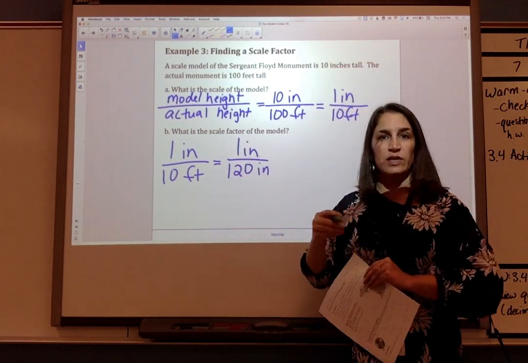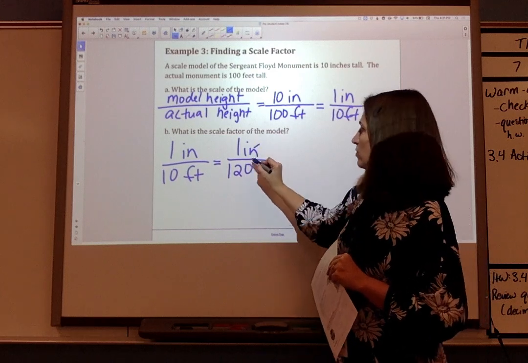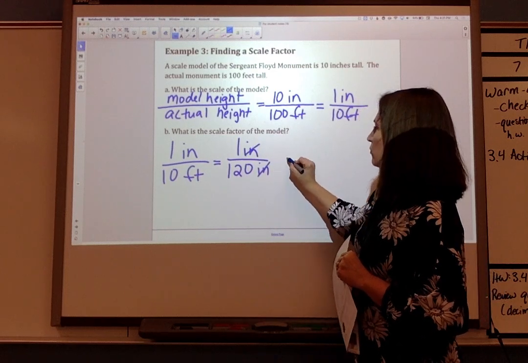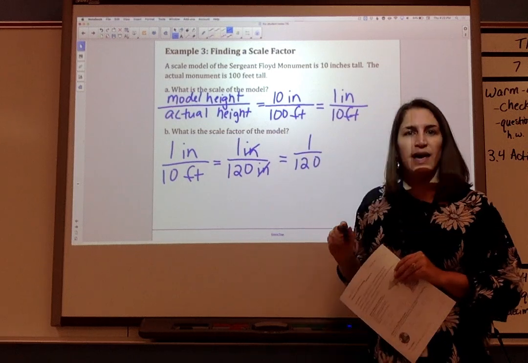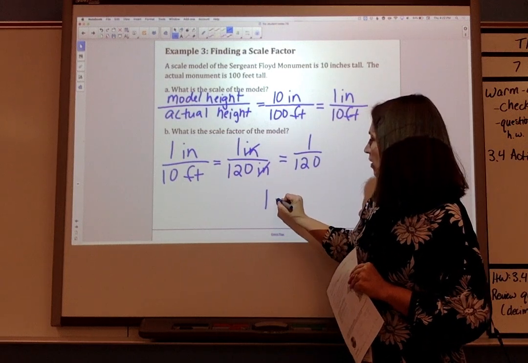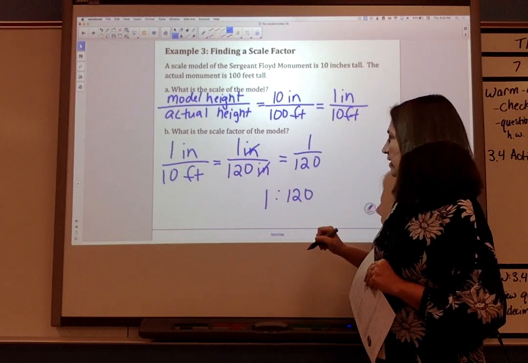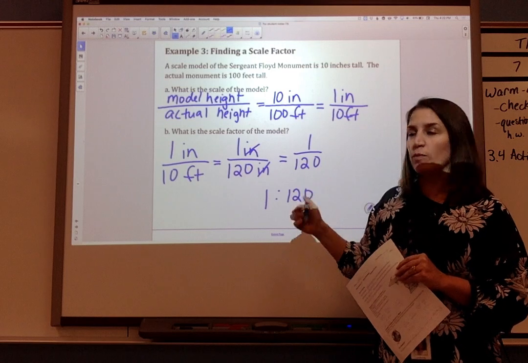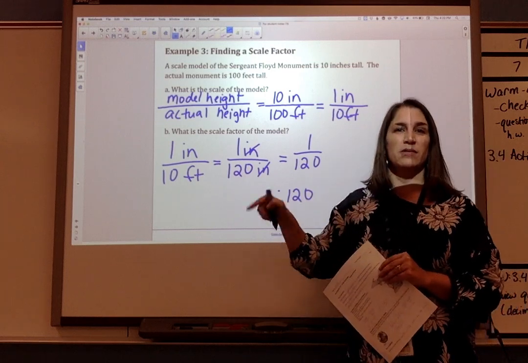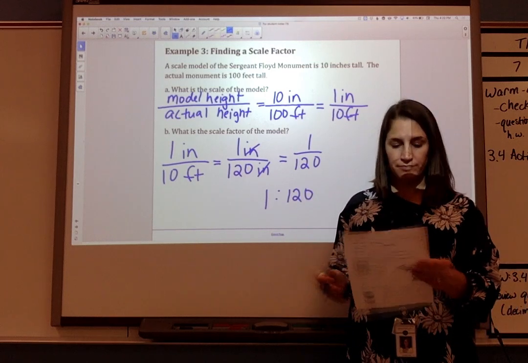So scale factors, we know, do not have units. So we'll just cross off the units here, and we'll say it's 1 to 120. And sometimes it's also written like this, 1 to 120. So what that's telling us is that in real life, the actual monument is 120 times larger than the model.